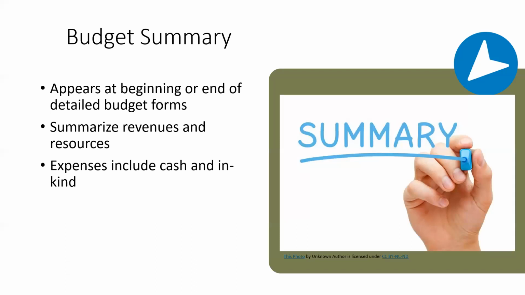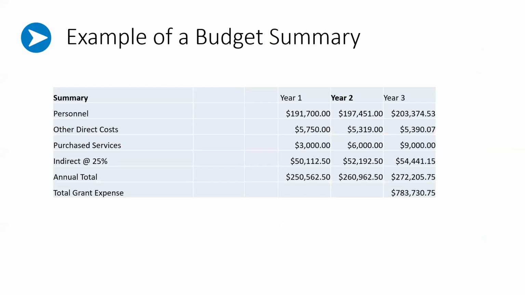So moving on now to the budget summary part of a grant, this is going to usually appear at the beginning or end of the detailed budget forms. Just depends on how they want you to do it. It's going to summarize your revenues and your resources and all of your expenses, including your cash and in-kind expenses. So let's take a look at what a budget summary looks like.